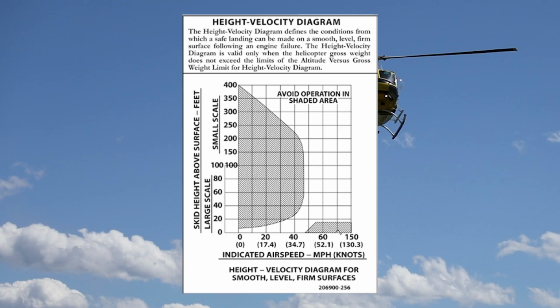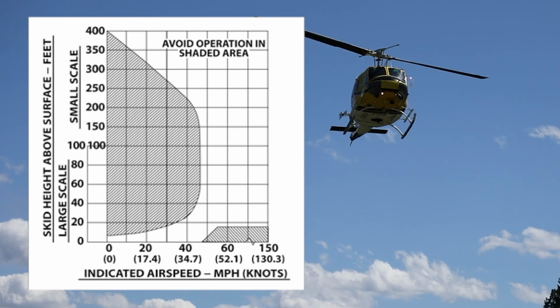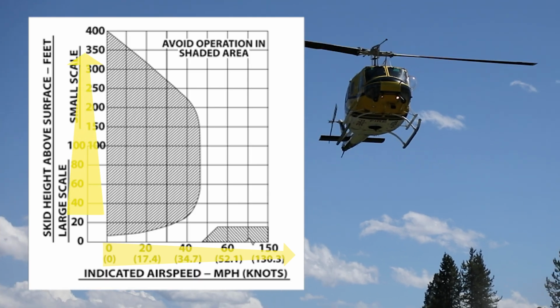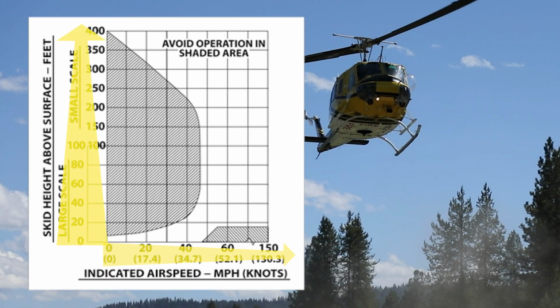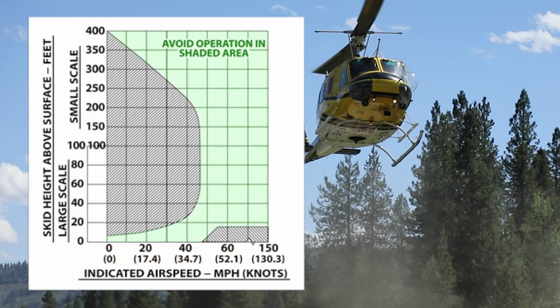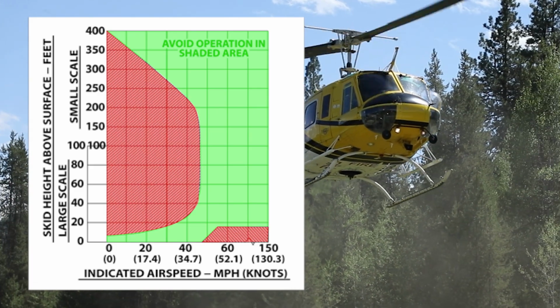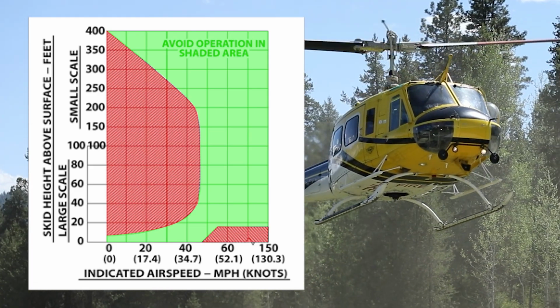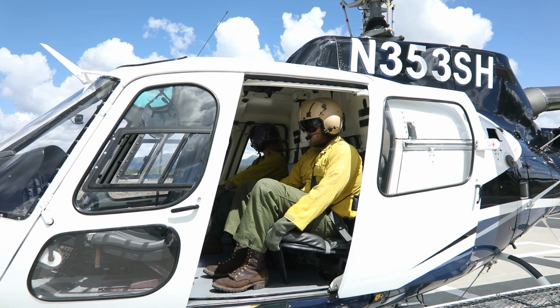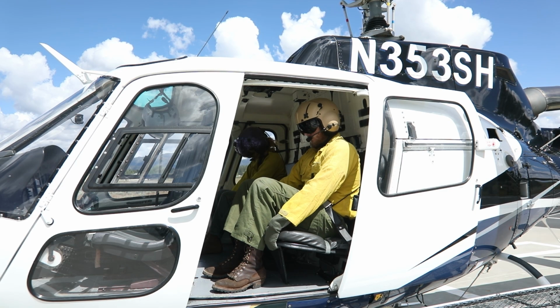Each helicopter model has a chart called the height velocity diagram. This chart shows the combination of airspeed and altitude from which a safe auto-rotation can be made. The safest flying is done above 500 feet and at cruise airspeed. In the event of any auto-rotation, remember to assume the emergency position.